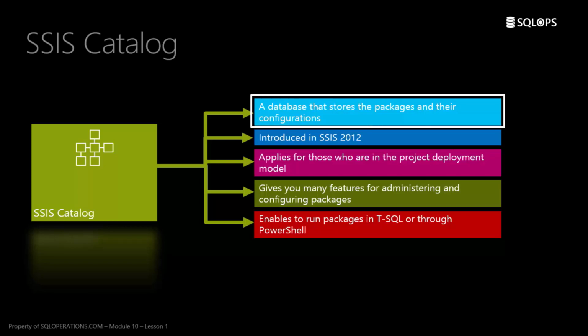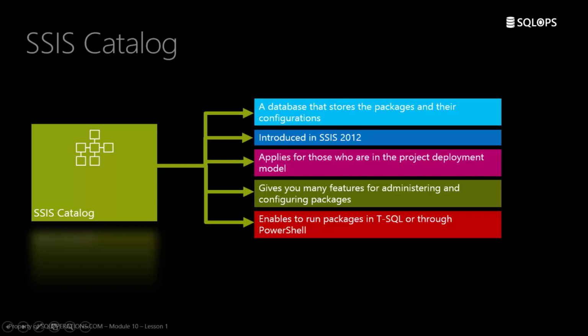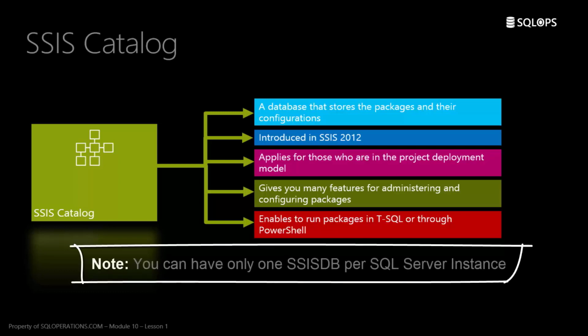Behind the scenes, a catalog is simply a database where your packages are stored and configured. And as these packages are run, it stores operational information about the packages run and other errors. Because the packages are in a database called SSISDB, much of their management can be done through T-SQL or PowerShell, in addition to the normal way of managing them, which is through Management Studio. You can have only one catalog per database instance. The easiest way to create the SSIS catalog and its accompanying database is with Management Studio. Let's see how to do that.